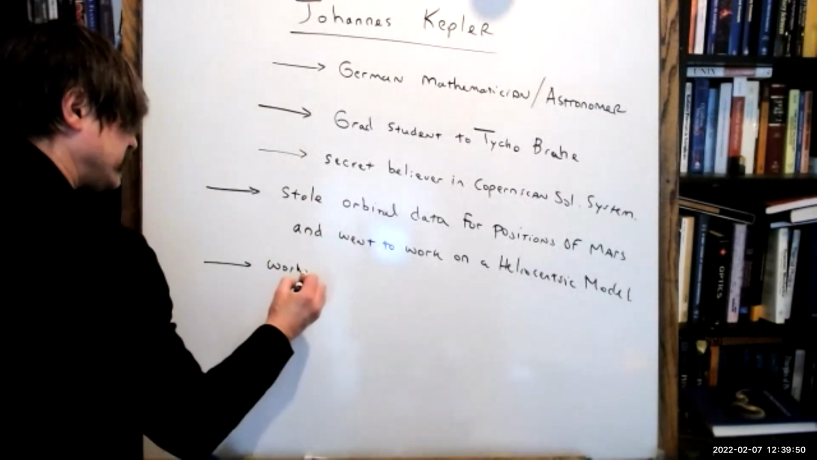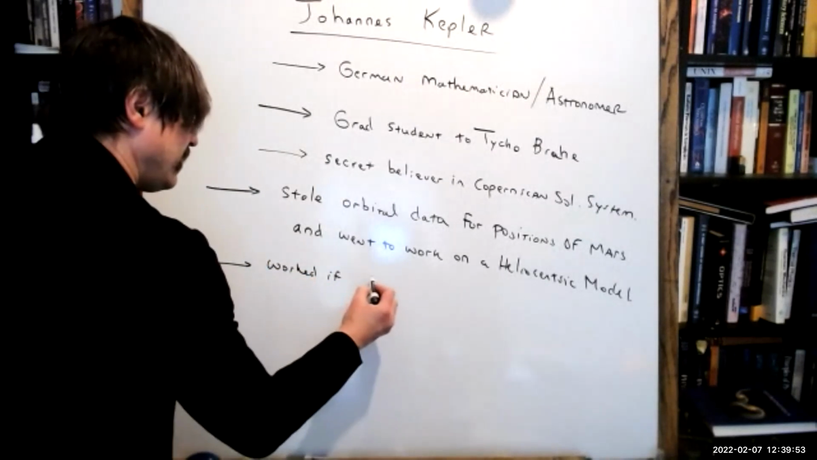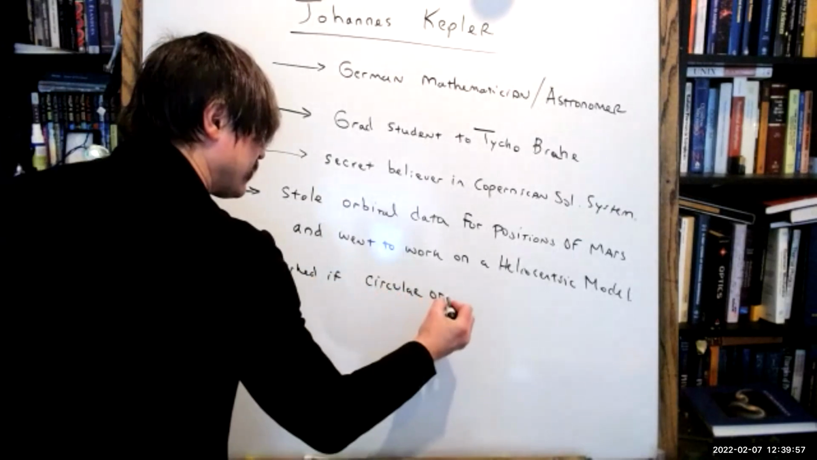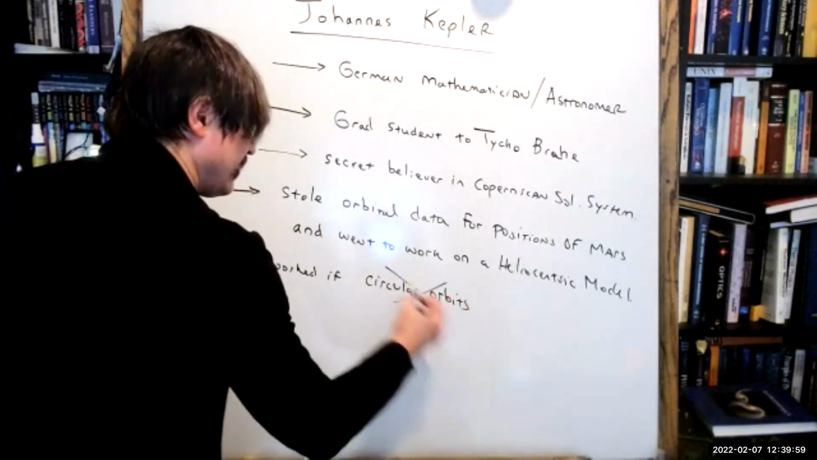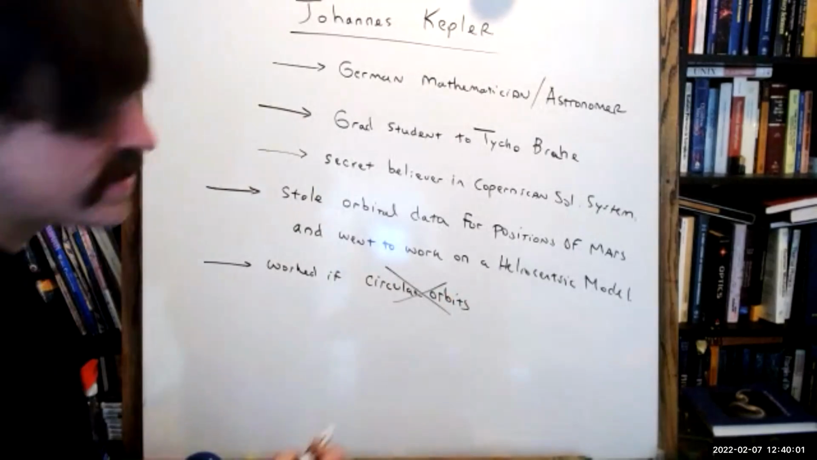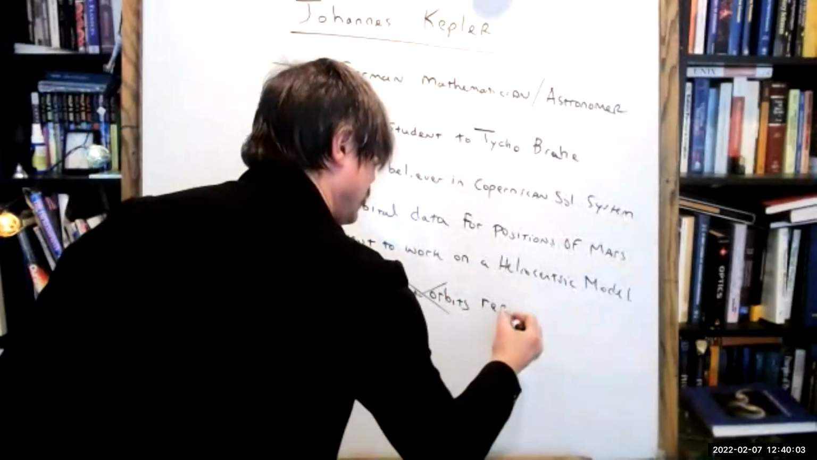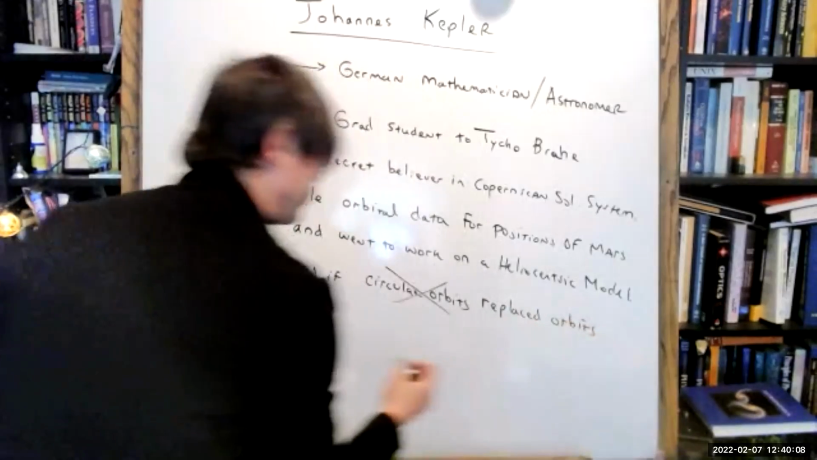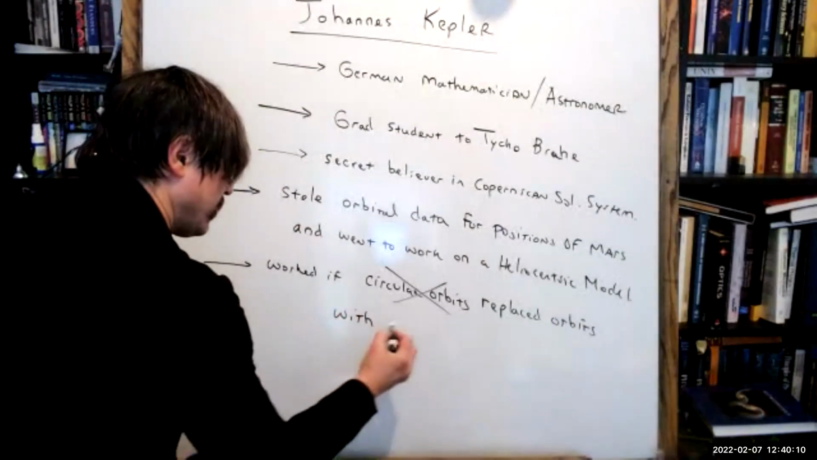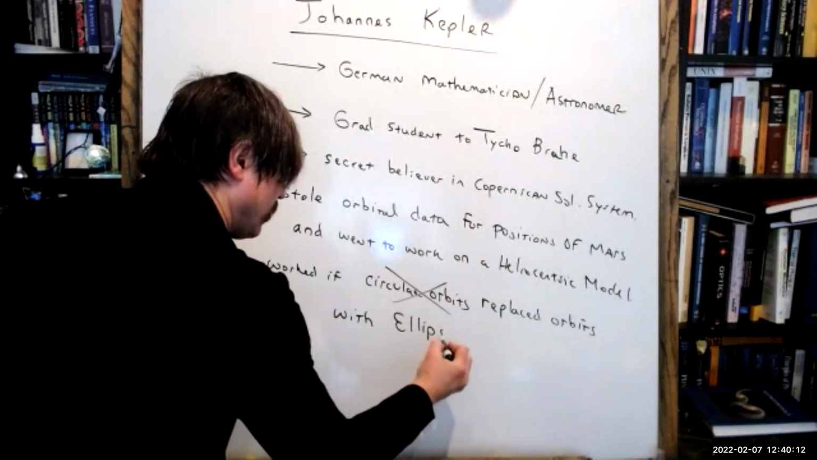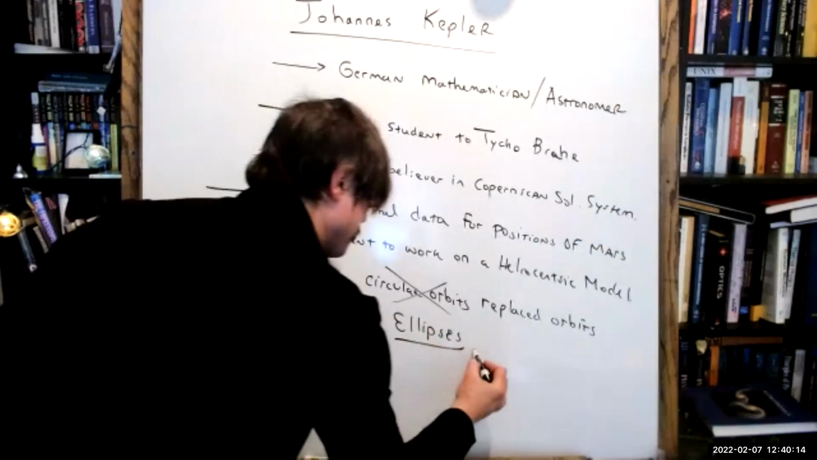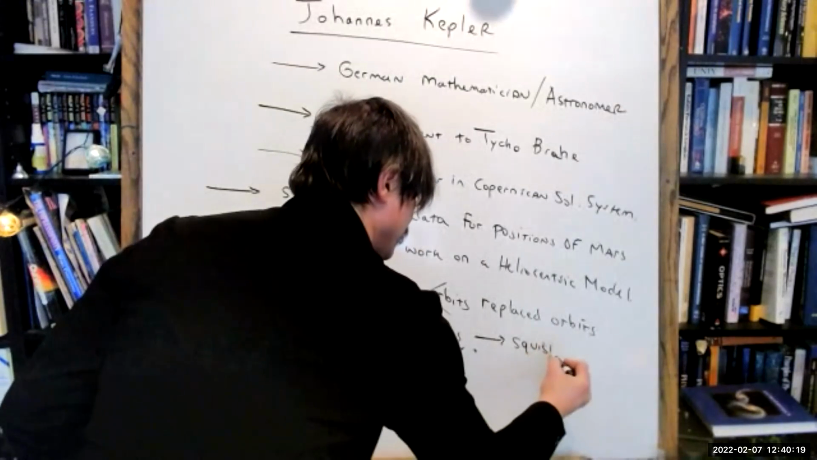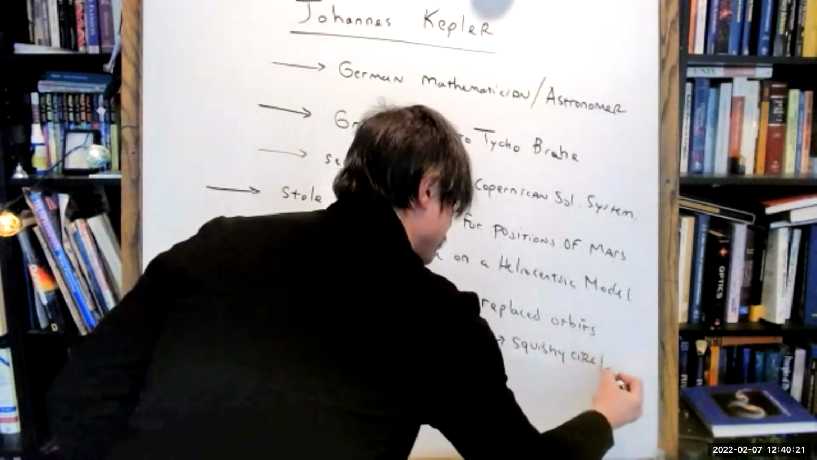It only worked if he got rid of circular orbits. So let's cross out circular orbits. If he replaced the orbits of planets with something called ellipses. And an ellipse, for the time being, is sort of a squishy circle.